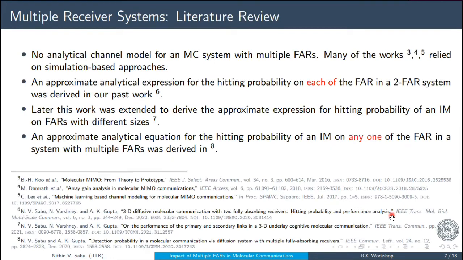Actually, there is no exact analytical channel model for a molecular communication system with multiple fully absorbing receivers. Many of the works relied on simulation-based approaches. An approximate analytical expression for the hitting probability on each fully absorbing receiver in a two fully absorbing receiver system was derived in our past work. Later, this work was extended to derive the hitting probability expression for receivers with different sizes. An approximate analytical equation for the hitting probability of an information molecule on any of the fully absorbing receivers in a system with multiple fully absorbing receivers was derived in [8].